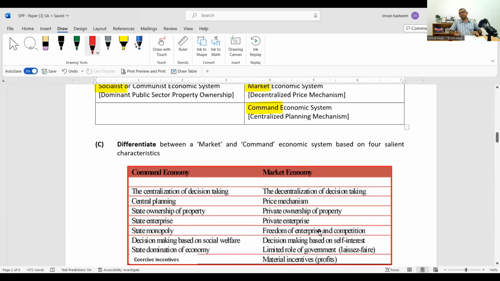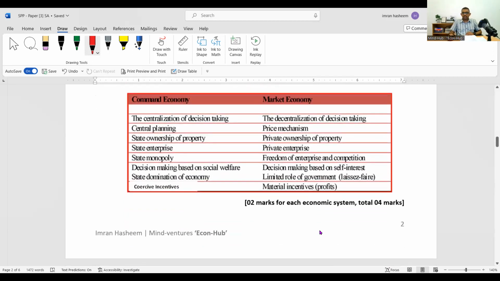Next, show the difference between market economy and command economy based on 4 salient characteristics. I've given more than 4. If you have any 4 of these, and if you have chosen them properly and written the proper comparison in the correct way, you will get the marks.